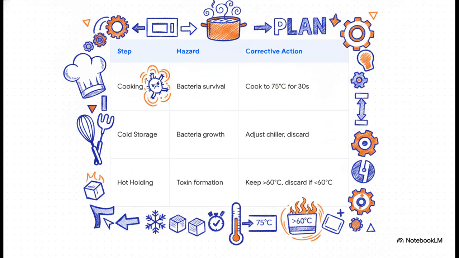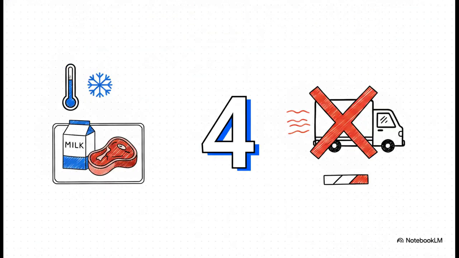You name the step, like cooking. You identify the hazard, like surviving food poisoning bacteria. Then you establish an immediate corrective action. If that food isn't hot enough, the action is incredibly clear. You just continue cooking until the core temperature hits 75 degrees Celsius for at least 30 seconds. No debate, just action.